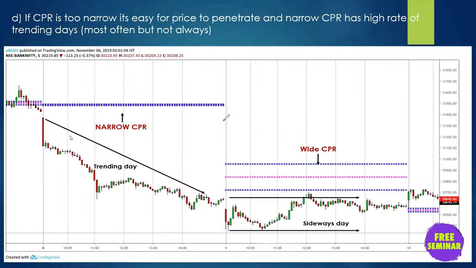So don't think that narrow CPR is like magic, that 100% of the time it's a trending day. Or that wide CPR is like magic, that 100% of the time it's a sideways day. Nothing like that. It is probability. Most of the time, yes. Wide CPR means most of the time sideways, but not 100% of the time. In trading, that's why one should always have a probability mindset. Mindset should be probability, not certainty.